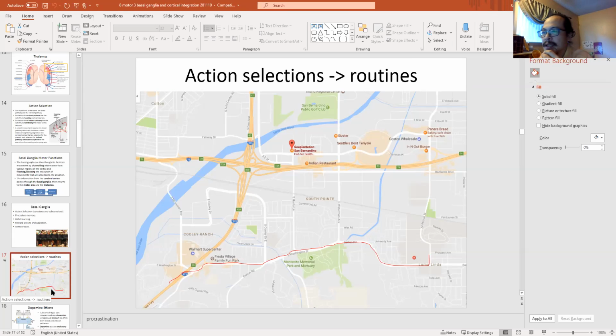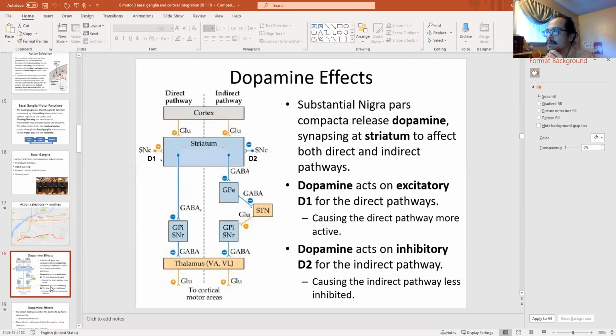All right. So that's that. Now we know the basal ganglia, right? We know all this. Now I want to give you another thing that is very important, the effects of dopamine. Why is that important? Because dopaminergic degeneration is involved in Parkinson disease. So that's why we need to talk about dopamine.